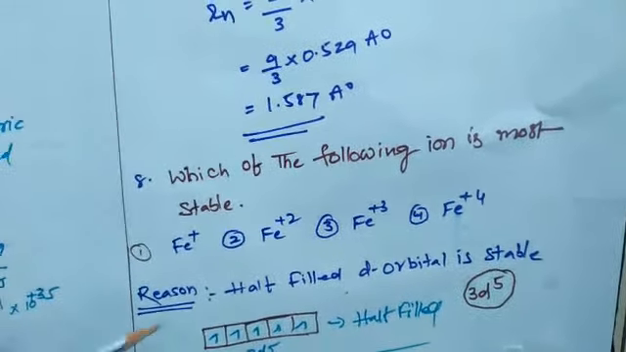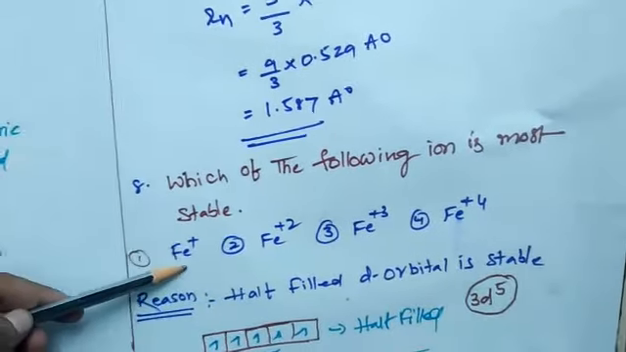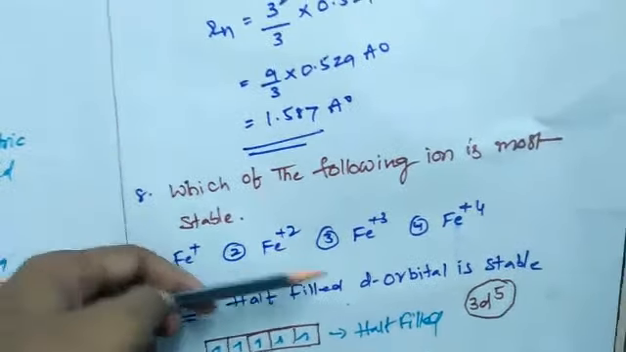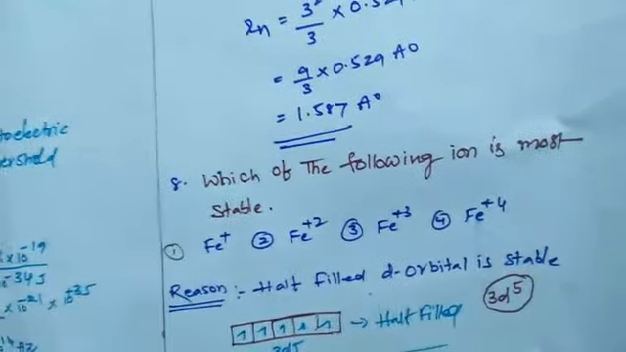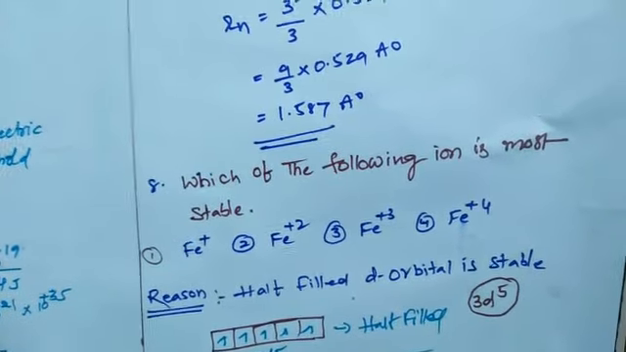Look here, they give four types of ions: Fe plus, Fe plus 2, Fe plus 3, and Fe plus 4. Fe means iron, and the atomic number of iron is 26.